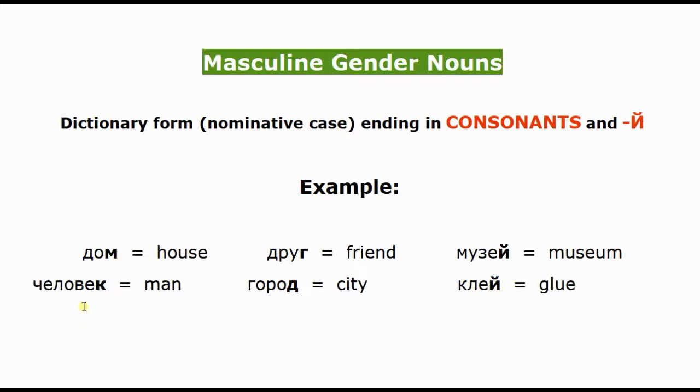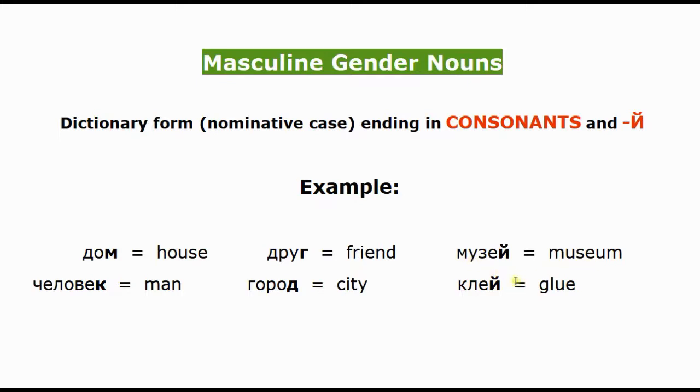Another example is человек. Человек is ending in the consonant к, so it corresponds to the masculine gender, and it means man. Another example is друг, meaning friend. It ends in the consonant г, so it corresponds to the masculine gender. Then we have город, meaning city, and it ends in the consonant д, so we know that this noun corresponds to the masculine gender.